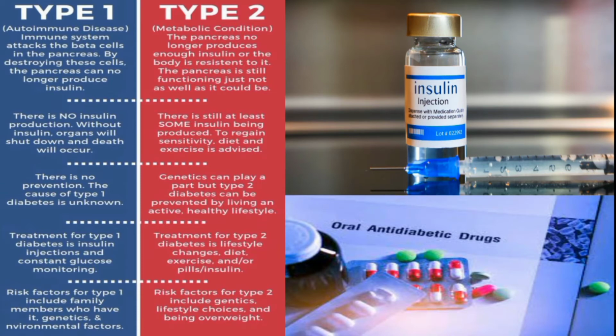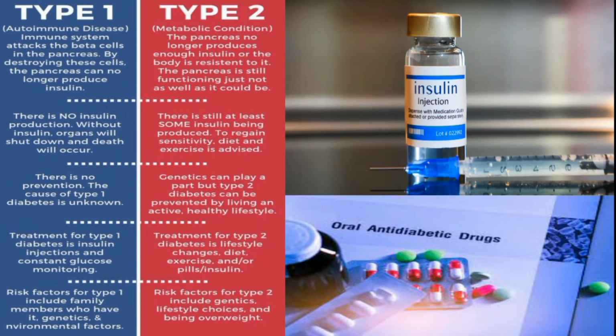And coming to type 1 treatment, insulin injections are the most used treatment and they are the only option, along with constant glucose monitoring. The risk factors of type 1 may include family history, environment and genetics. Compared with type 2, the treatment will be lifestyle changes, diet, exercise and diabetic drugs, or if preferred, insulin is also given. The risk factors include genetics, lifestyle choices and being overweight.